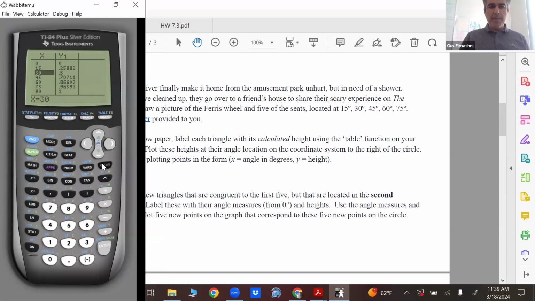So again, just to back up a little bit here. Y equals sine x. Hit second window. Table start should be 0. Delta table should be 15. Then hit second graph, pull up the table, and you'll see all these different values. 15, 0.25, 0.5.